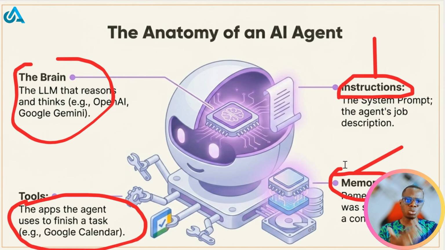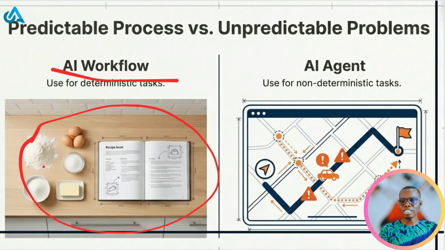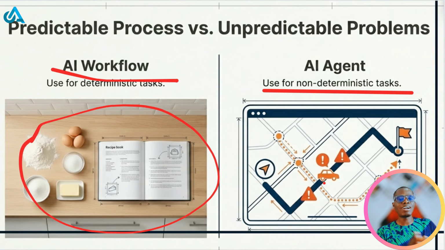Again, we are going to be doing the two in the course of this training. Let's further explain it. AI workflow, like a recipe, you have all the ingredients, you have the book, you are following it step by step. But the AI agent, non-deterministic tasks, think of it like your Tesla autonomous vehicle. It's constantly scanning its environment, trying to determine whether to take left or right, whether to overtake the car or not. So it's thinking on its own, deciding the next line of action.